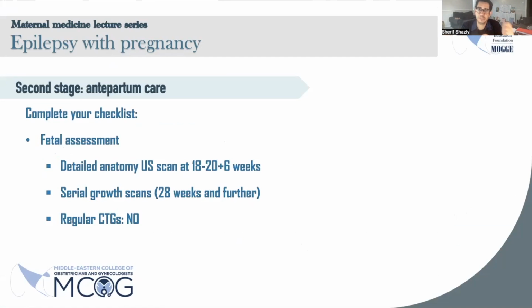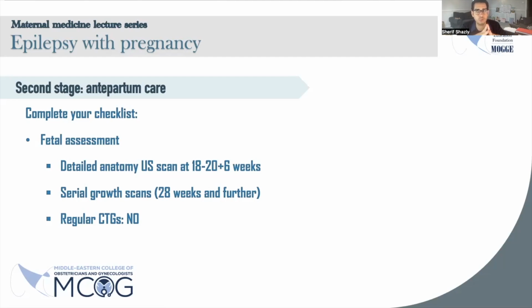But for this patient it is of particular importance, especially if she is on medications, just to be sure that we check on any anomalies and we have a low threshold of referring if we have any concern about the anatomy scan. And the second thing, as I mentioned earlier, is to do a serial growth scan starting at 28 weeks, every 4 weeks, to check on how the baby is growing, especially if she's on medications.